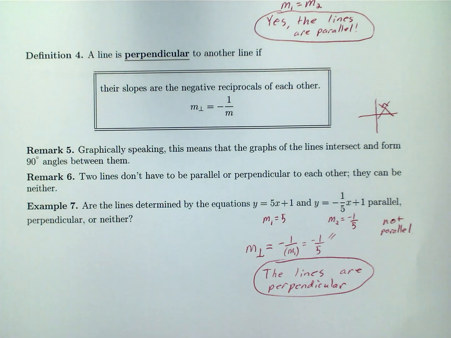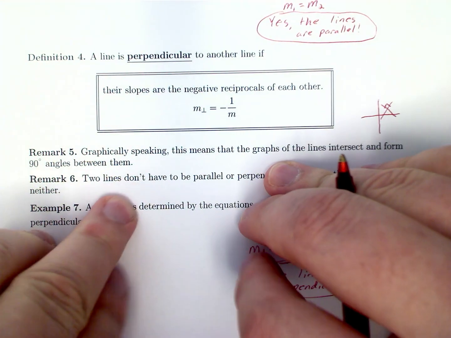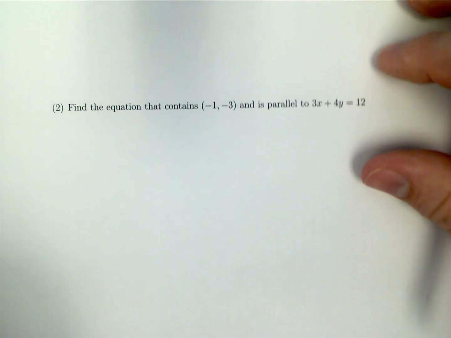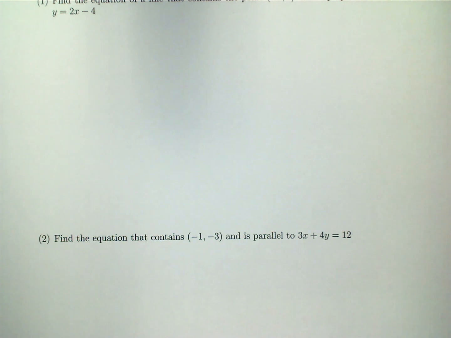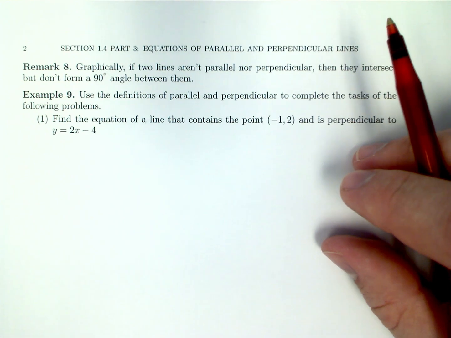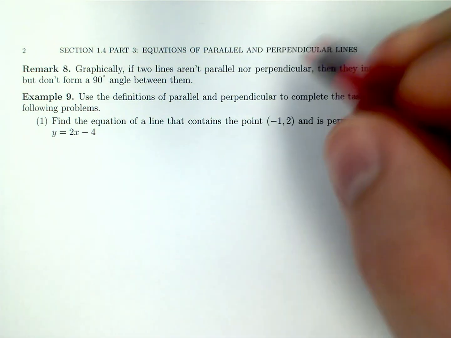All right. This is not typically the type of question that comes up. It's something more along the lines of one of these: you're wanting to find the equation of a line that contains a certain point and is perpendicular to y equals 2x minus 4, for example.